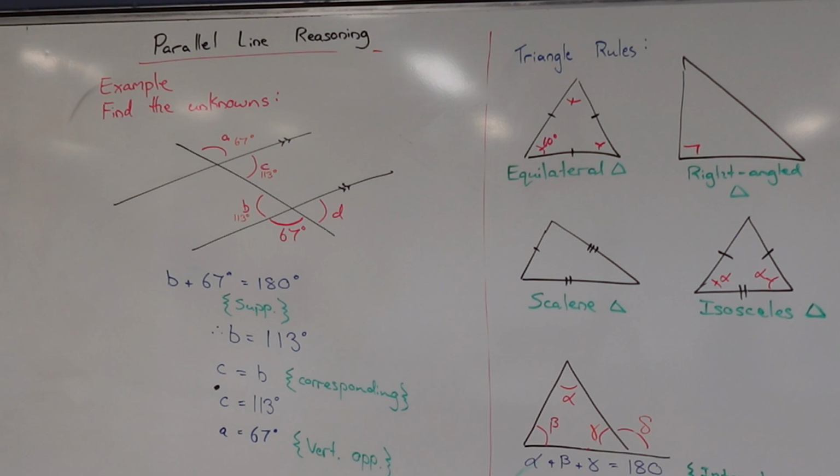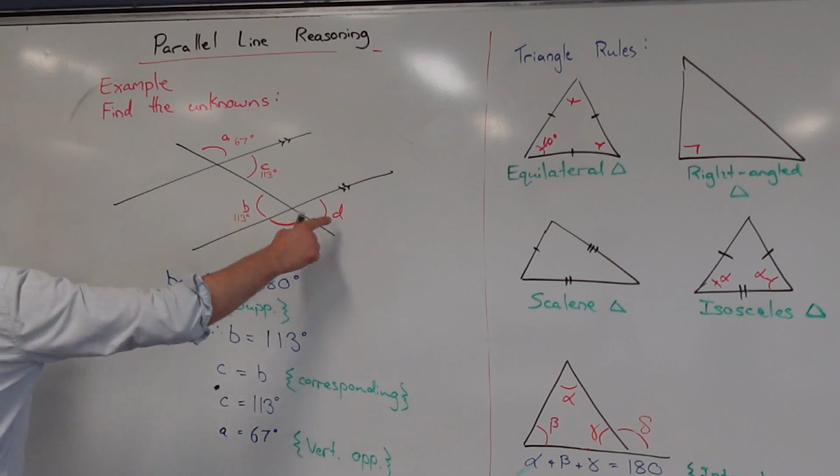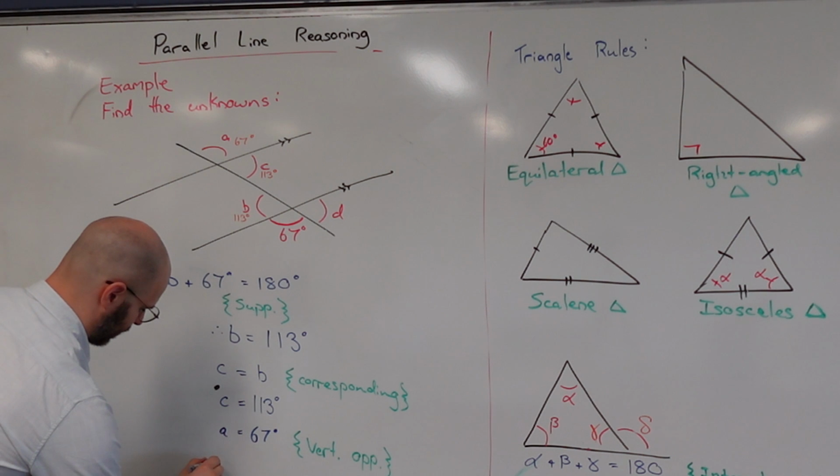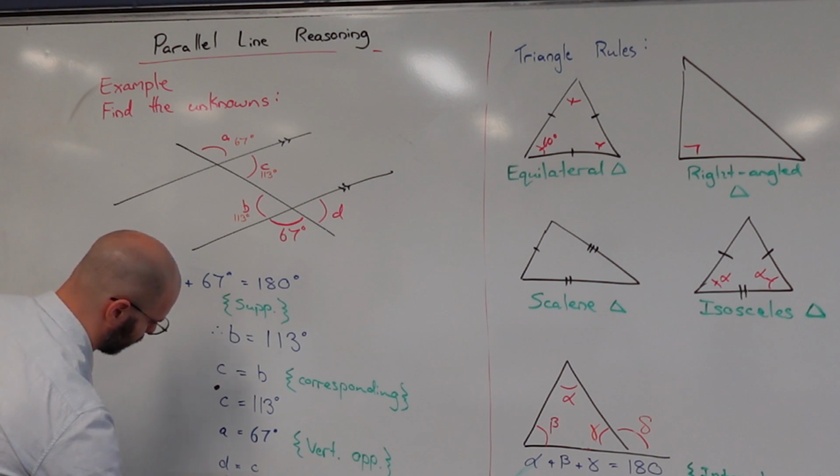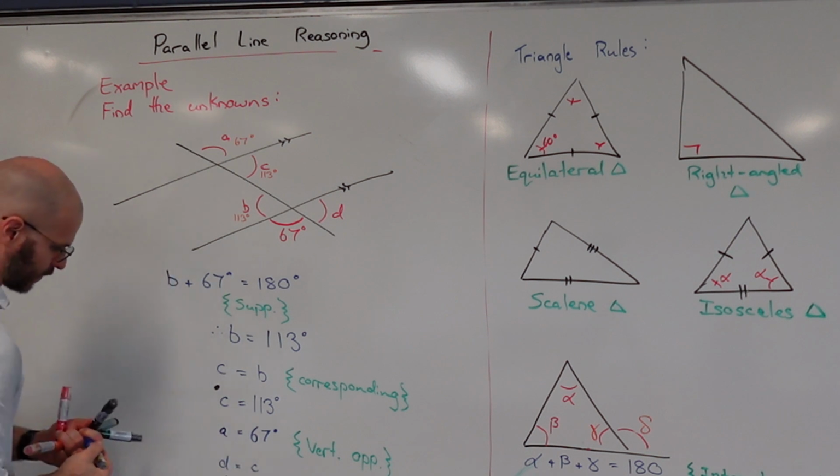D is identical to C. What relationship is that? Starts with C. Corresponding. Okay, D is equal to C. Why? They're corresponding.